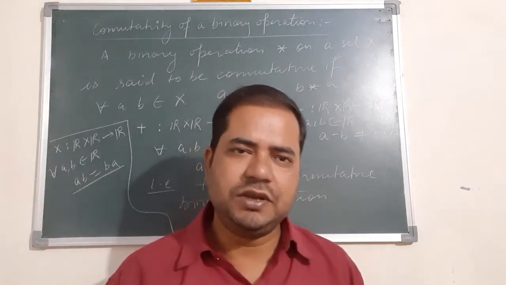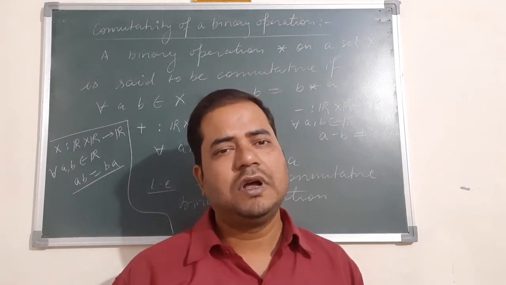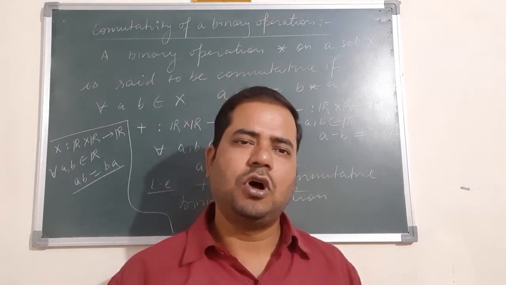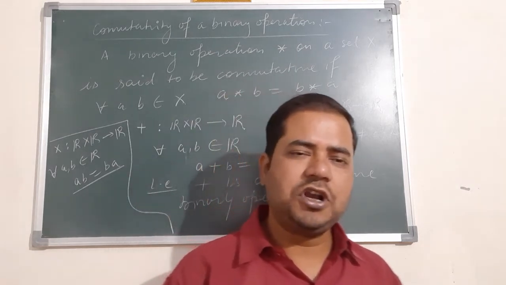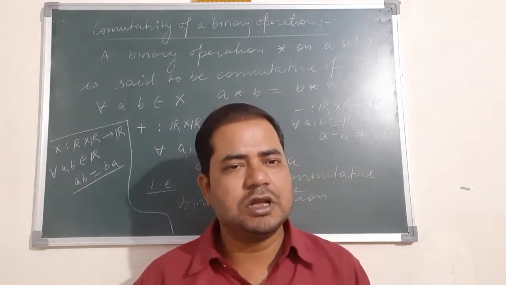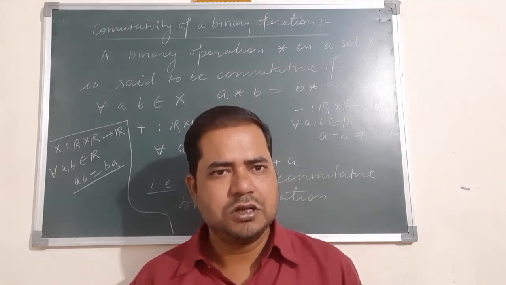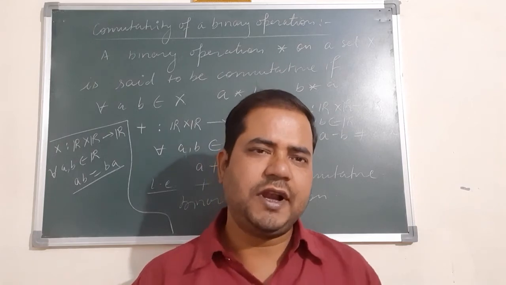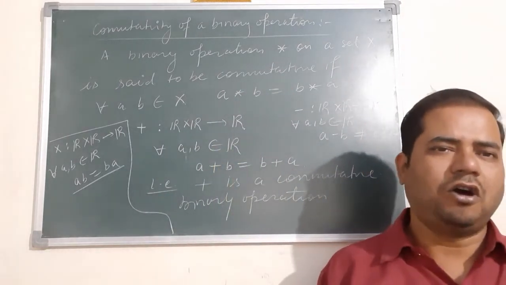But again, division is not a binary operation on the set of real numbers, as you know already, that b must not equal 0, and also it is not commutative, because a by b does not equal b by a. Okay, so you may be clear about the commutativity of a binary operation.